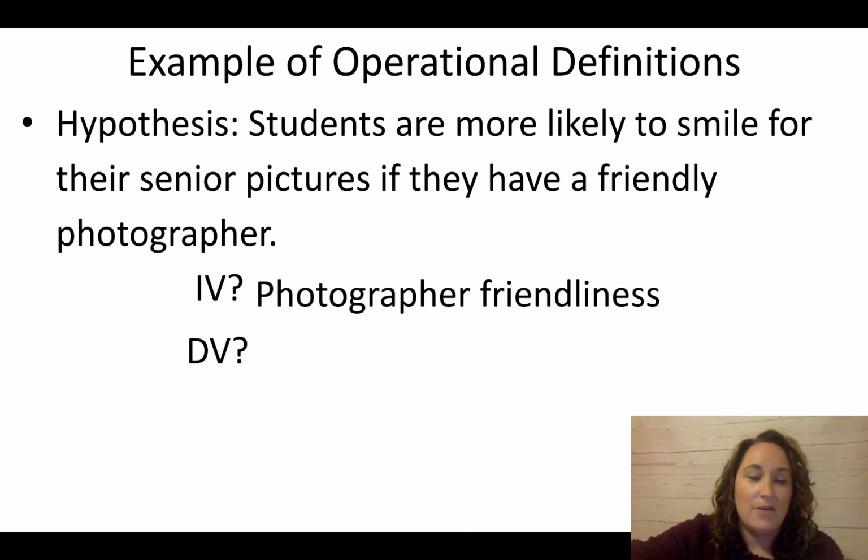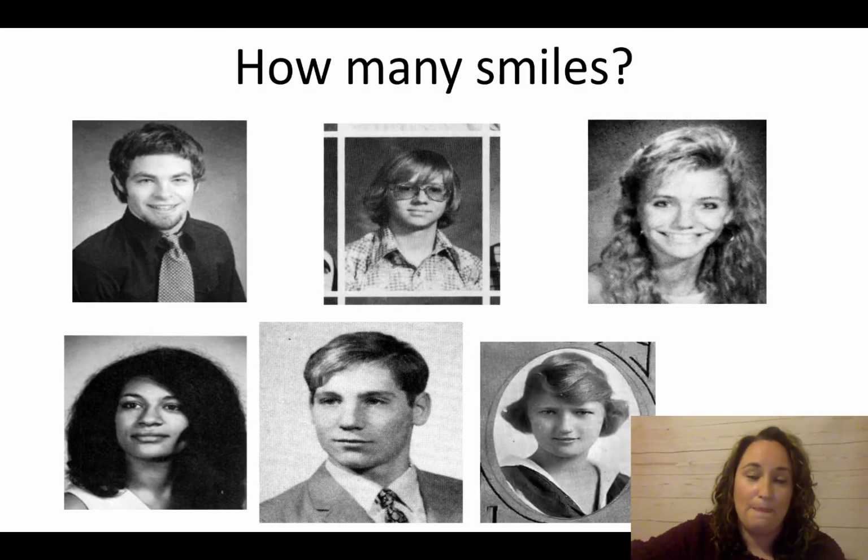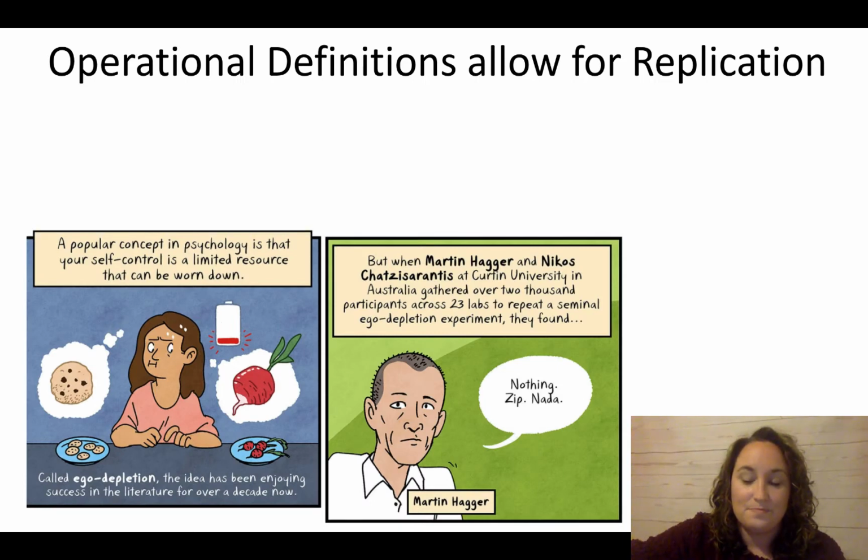So another example, students are more likely to smile for their senior pictures if they have a friendly photographer. We'll be talking about independent and dependent variables, but if you want to kind of look at that and pause it to figure out that in that experiment, you can. But here's my question to you. How many of the students on the following slide are smiling? How many of these would you count as smiles? And by the way, these are celebrities. So you can pause that if you want.